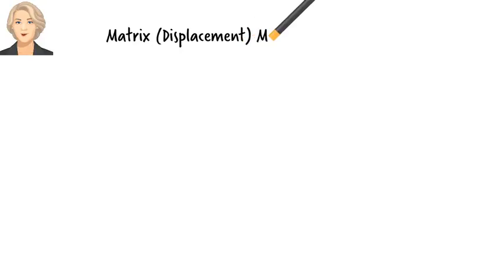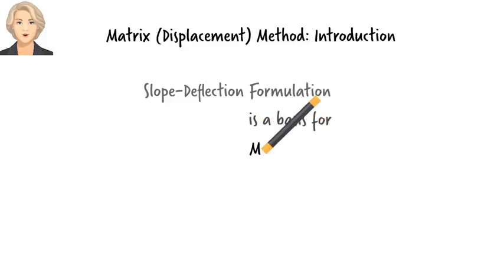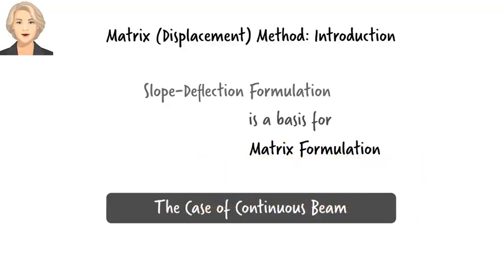This is an introductory lecture on the matrix displacement method for analyzing statically indeterminate structures. Our point of departure here is the slope deflection formulation, as it forms a basis for the matrix method. But initially, we're going to limit our discussion to the analysis of continuous beams only. We'll expand the formulation in future lectures for dealing with other types of structures.